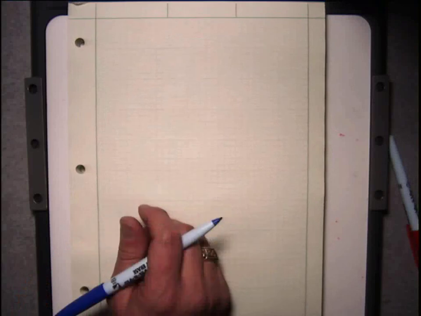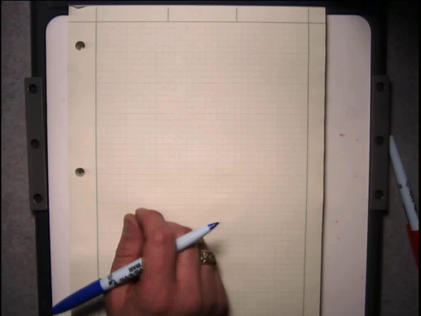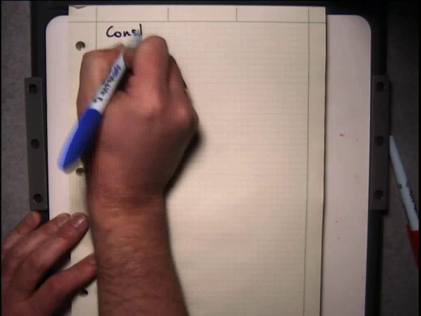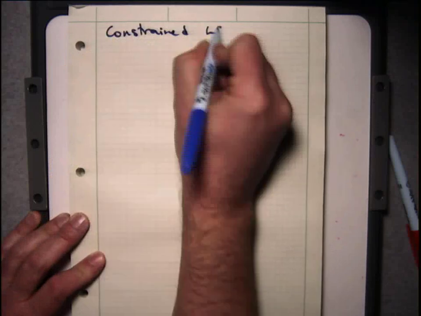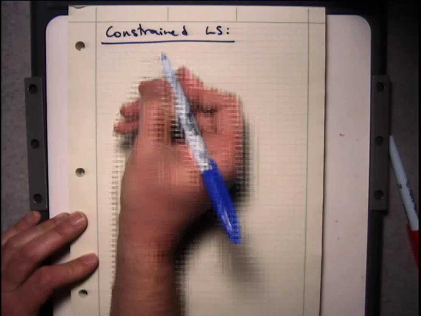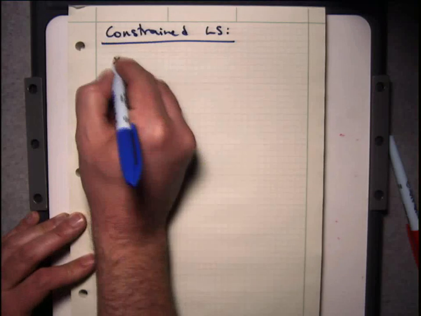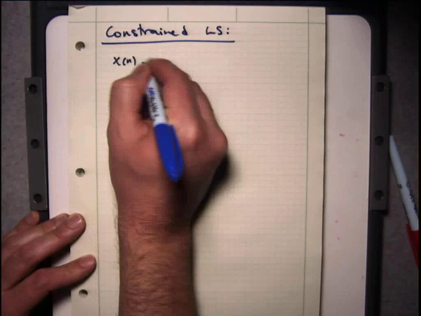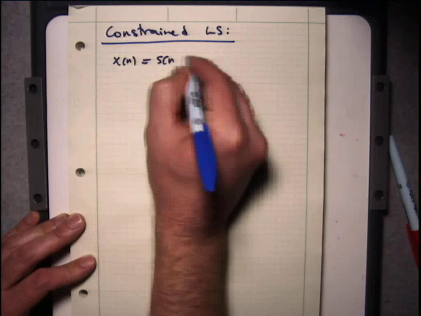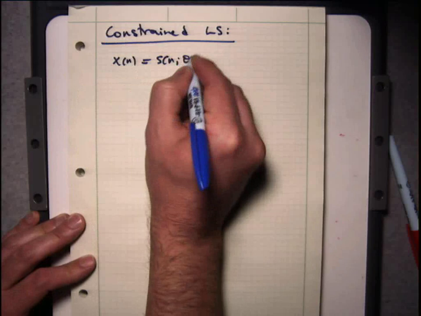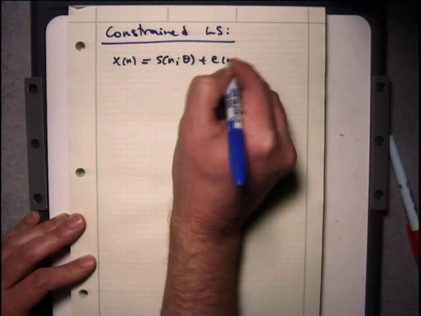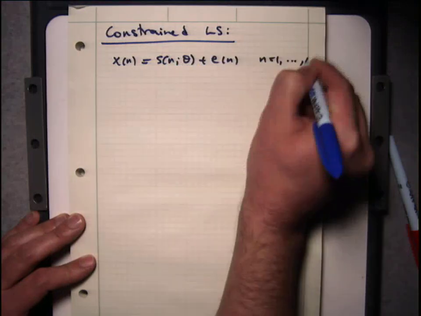All right, sometimes when you estimate parameters, you're also forced to consider a constraint that the parameters have to satisfy. In other words, the estimates cannot be free. So, constrained least squares. Let's say you have x of n, a bunch of data points, equal to some signal s of n, which has a couple of parameters, I'm going to call them theta, plus noise, n equals 1 to capital N.